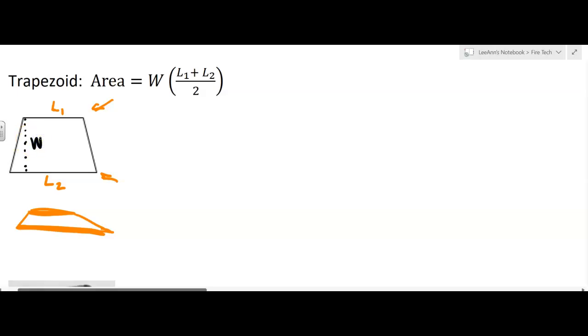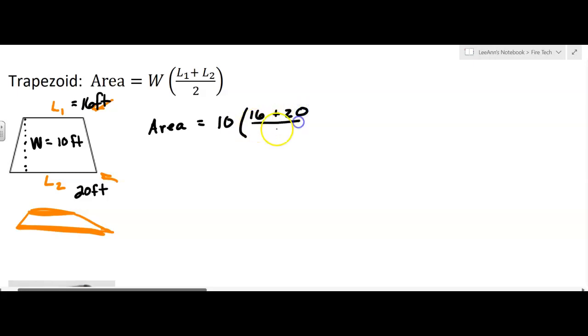Okay, so let's say an example, we have 16 feet for length 1 and 20 feet for length 2 and a width of 10 feet. Let's keep it simple. So to find the area, it's going to be the width, 10, times, and then length 1 plus length 2 over 2, so 16 plus 20 divided by 2.